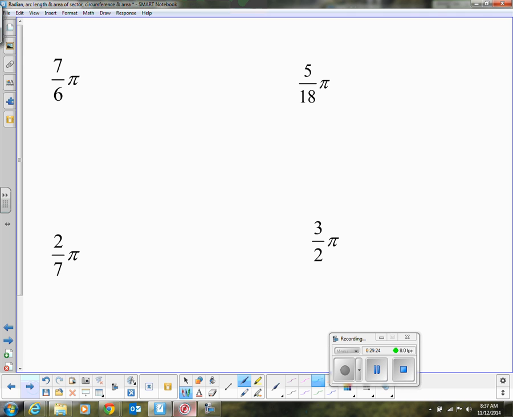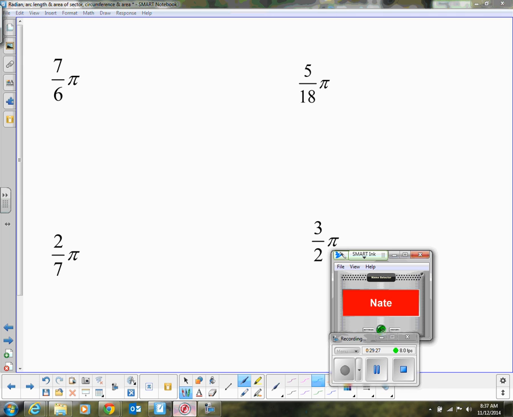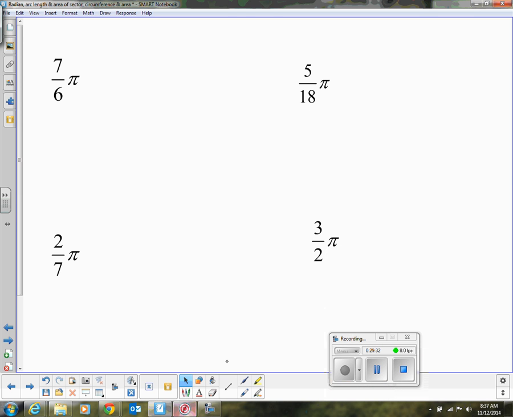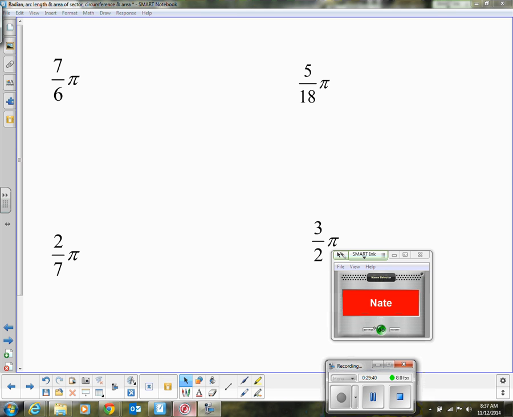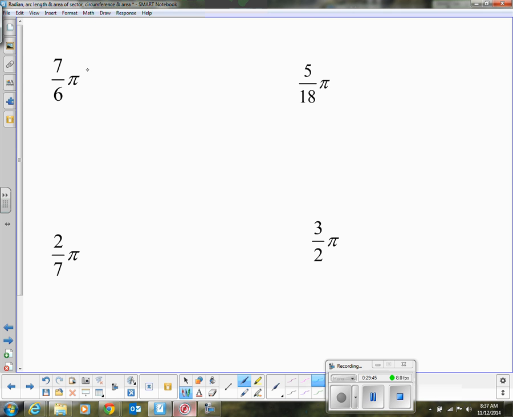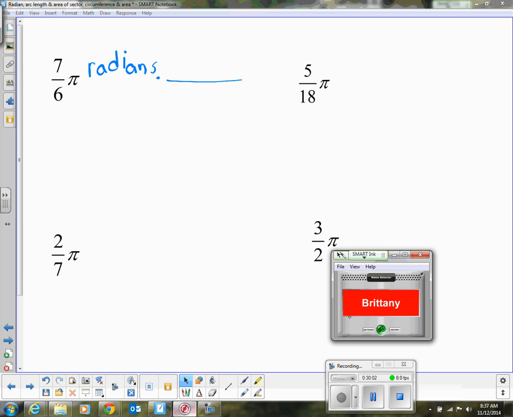All right. So now let's look at this one. We've got 7 pi over 6. What's the first thing I should be doing for this? Hold on. I'm going to call on people. All right. So, Brittany, what's the first thing we do when we're in radian measure? We're going to write its units. Okay, first thing I want you to do is write its units, because if you get confused, this is going to help you get unconfused.